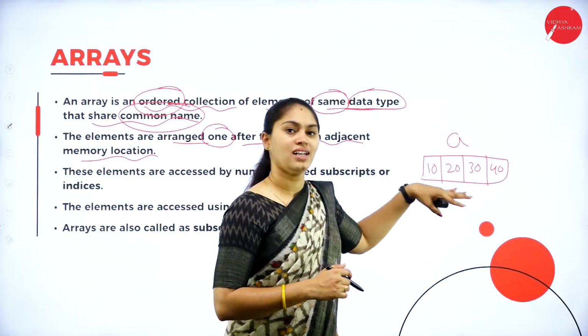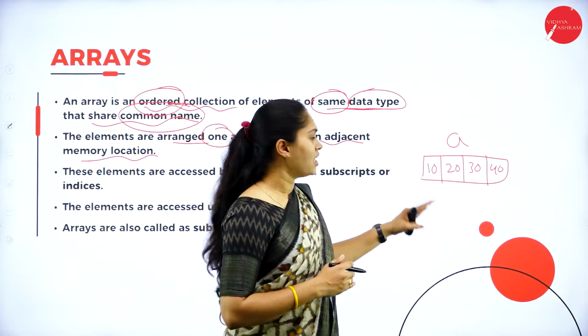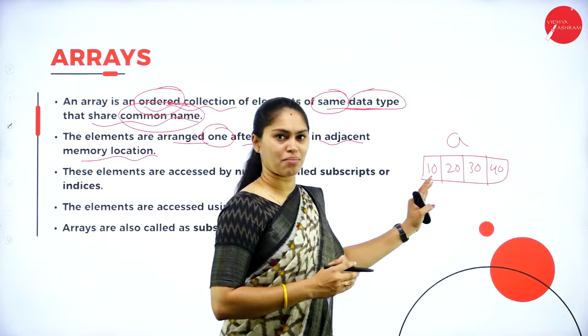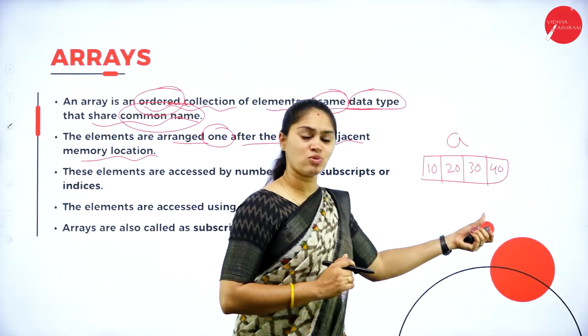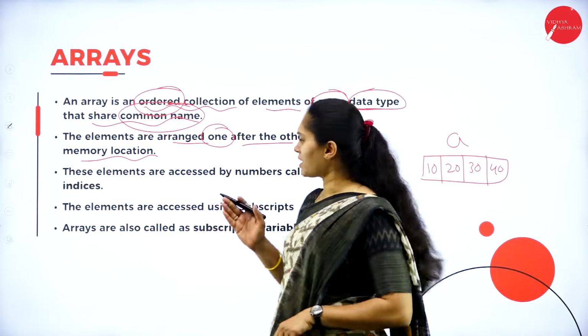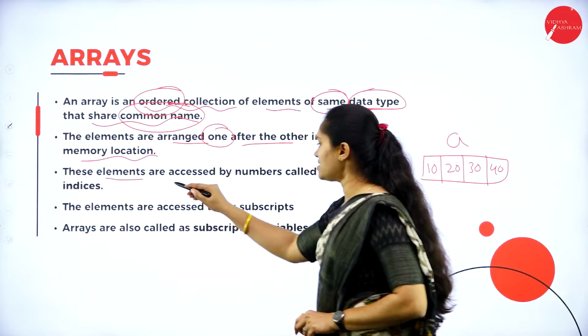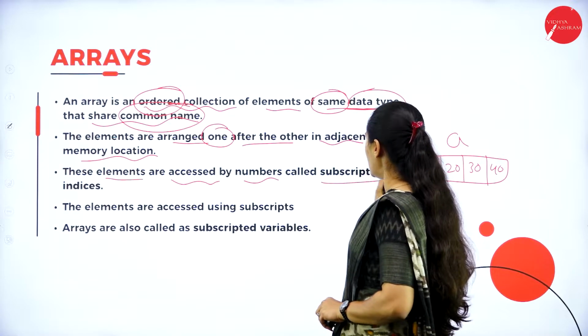Under that we have a linear data structure. In that data structure, array is one of the examples. You already know about the linear data structure, right? In that, elements are stored one after another. These elements are accessed by numbers called subscripts.